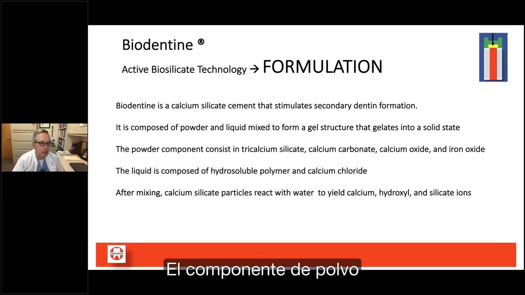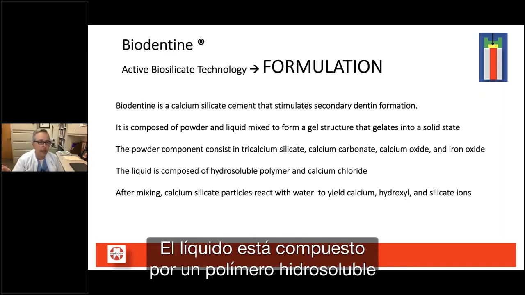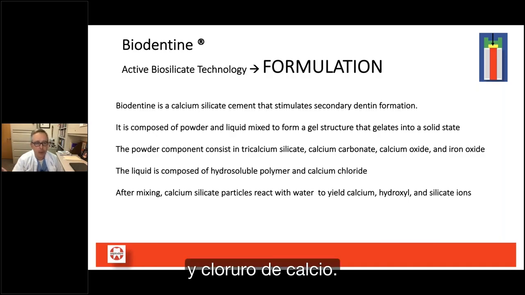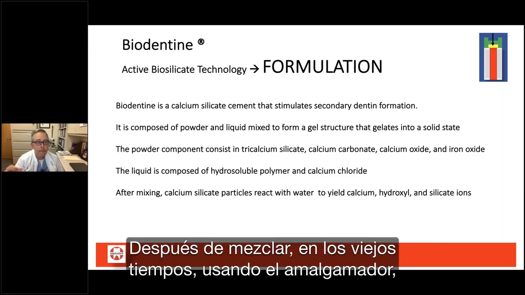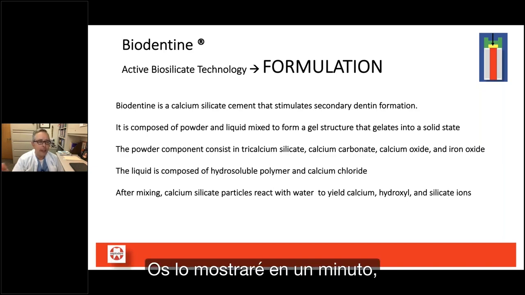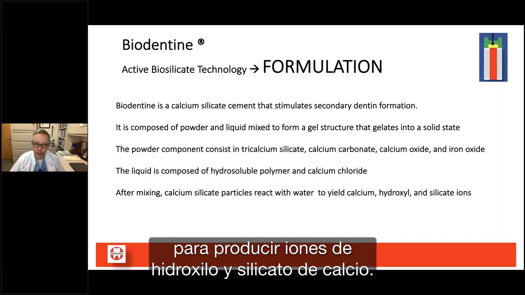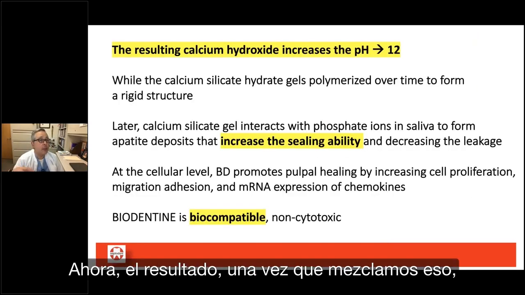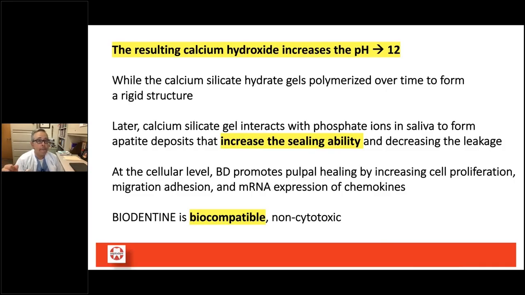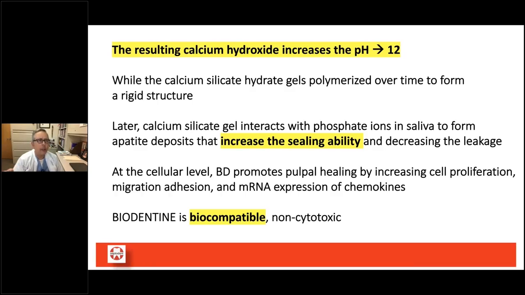The powder component consists basically of tricalcium silicate, calcium carbonate, calcium oxide, and iron oxide. The liquid is composed of a hydrosoluble polymer and calcium chloride. After mixing, in the old days using the amalgamator, and now with Biodentine XP, which I will show you in a minute, the calcium silicate particles react with water to yield calcium hydroxide and silicate ions. Once we mix that, the pH of Biodentine is pretty high. It's an alkaline pH, close to 12.